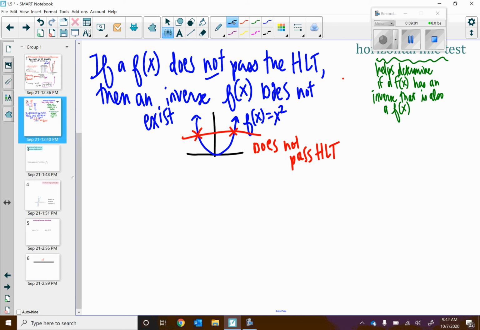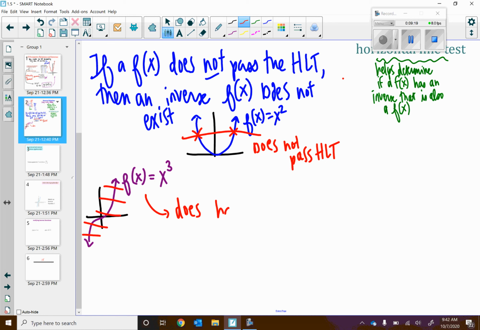Let's say we look at x cubed, which looks like this, f of x equals x cubed. Well, this guy does pass the horizontal line test, right? I can draw a bunch of horizontal lines through it. So this function does have an inverse that is a function.